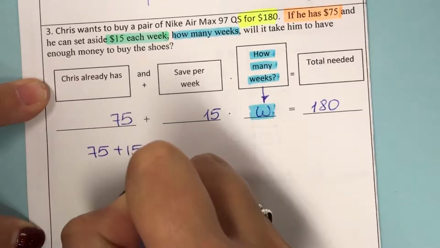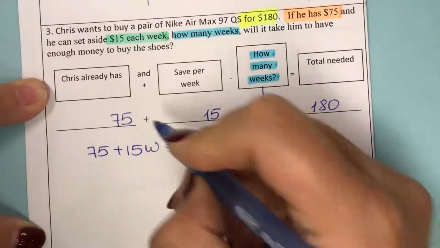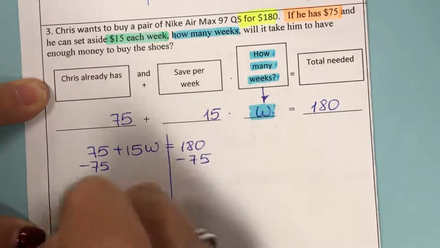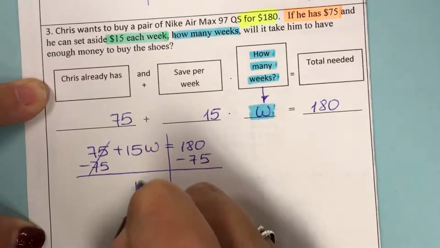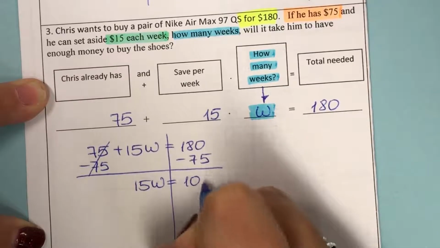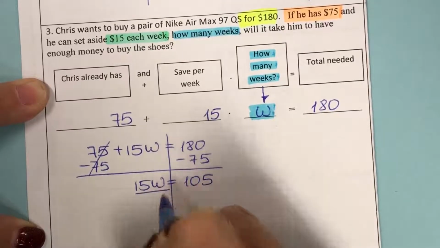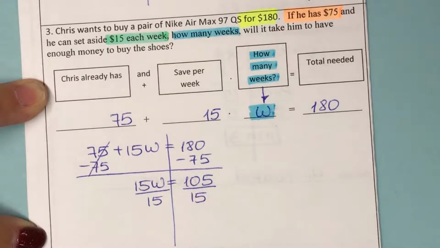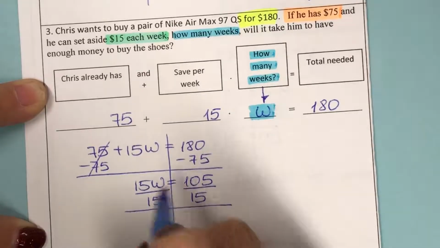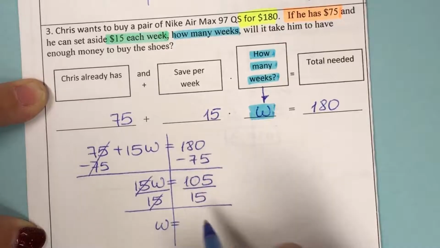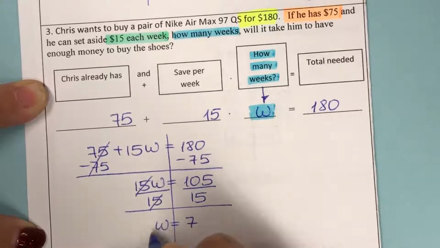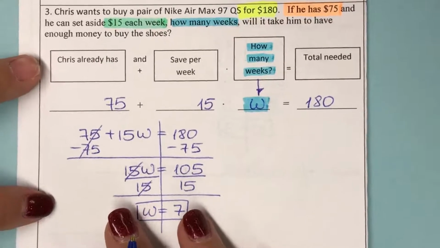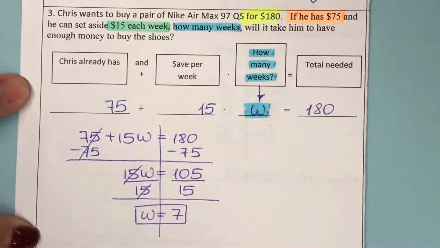75 plus 15W equals 180. Subtract 75. 15W will equal 105 and divide by 15. That'll be 7 weeks. So after 7 weeks of savings, he will have enough money to buy the shoes he wants.